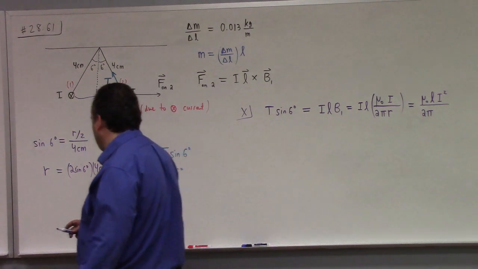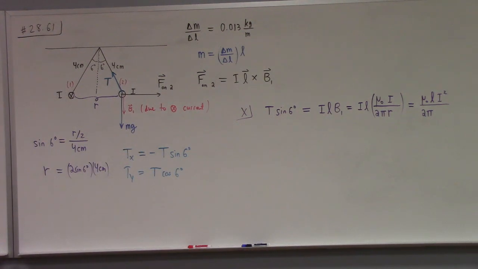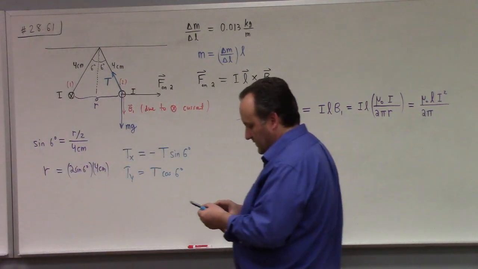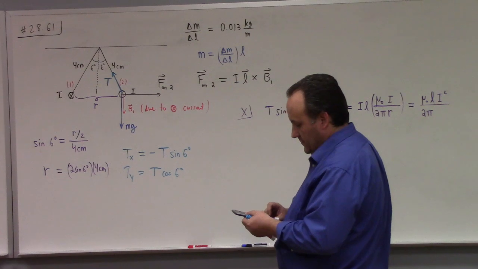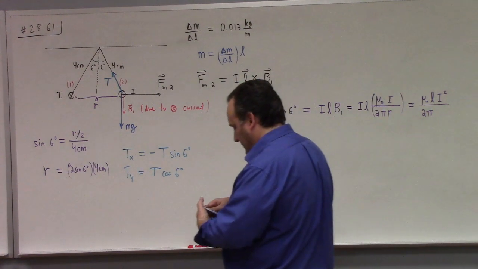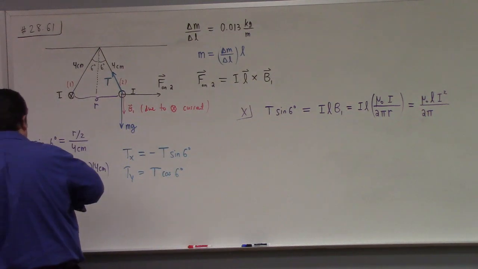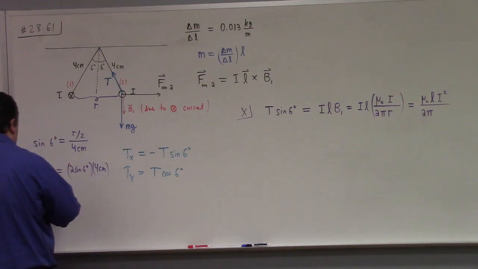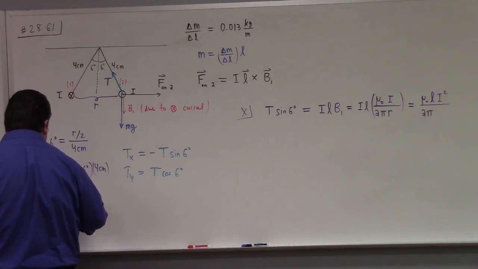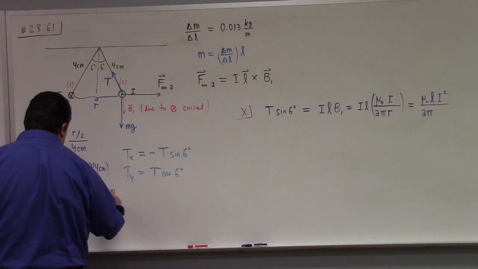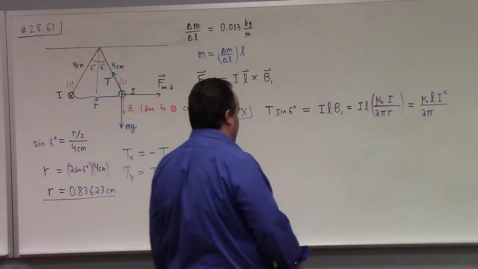It probably would be wise to work a number out there. I wonder if I brought my calculator today. I do. Woohoo. I've got it. All right, so 2 times the sine. Am I in degrees? That's good. Times 4. I've got a point. Ah, come on. Stupid finger's not working. R is approximately 0.83623 centimeters. Great, so we know what R is now.